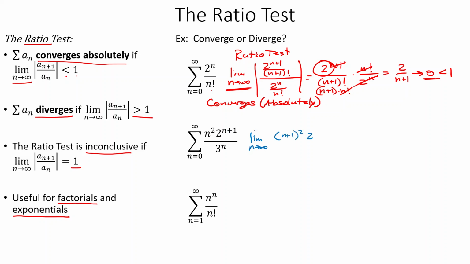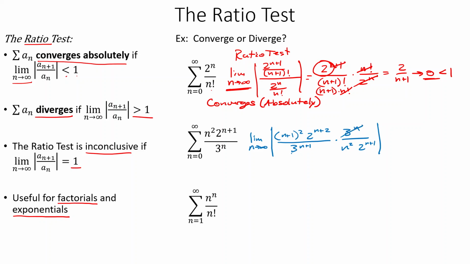So if we plug in n plus 1, we're going to have n plus 2 here over 3 to the n plus 1. And this would be all over the regular term, so we just flip and multiply. So 3 to the n, n squared, 2 to the n plus 1. Technically, this is all an absolute value, but we don't have any negative signs in here, so we should be okay there. So now we just cancel out some stuff.